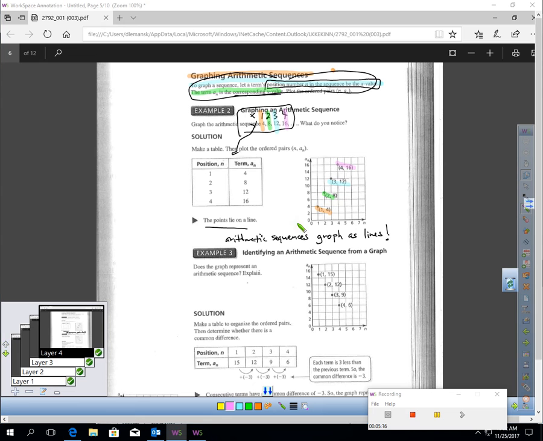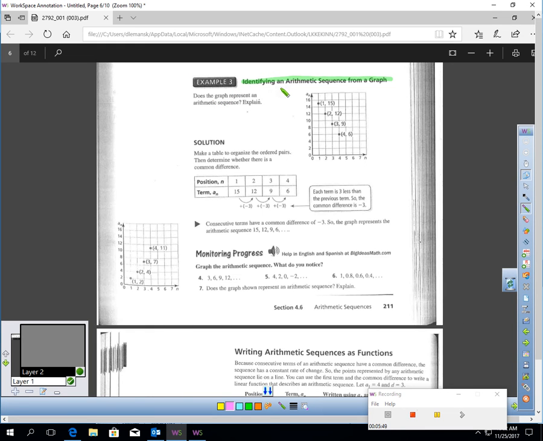This is something I would get in my notes. Arithmetic sequences always create a straight line. If it's not straight, it can't be an arithmetic sequence. Which kind of gives away the next thing. Identify an arithmetic sequence from a graph. Well, we just talked about that. It's got to be straight to be an arithmetic sequence.